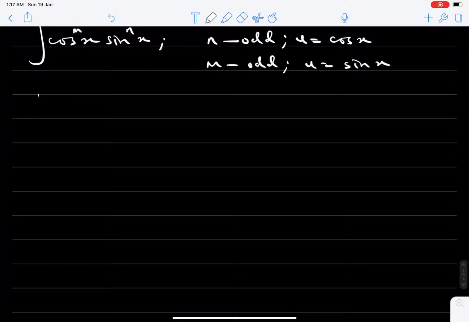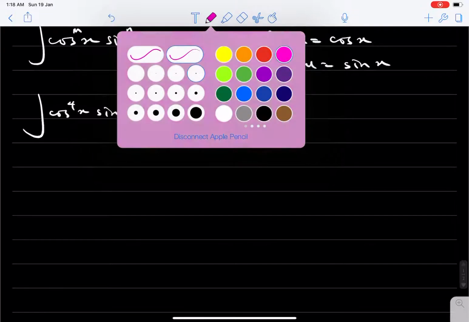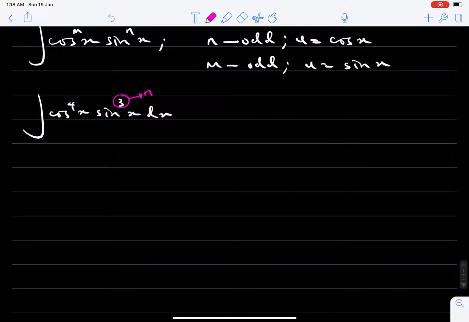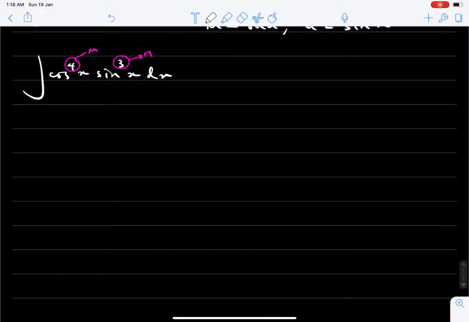Let's take an example. Evaluate the integral of cos x to the fourth power, which can be written as this, times sine x to the third power, which can also be written as this, sine cubed x, with respect to x. Here we can see that n is 3 and m is 4, which means n is odd. So we are using the substitution u equals cos x.